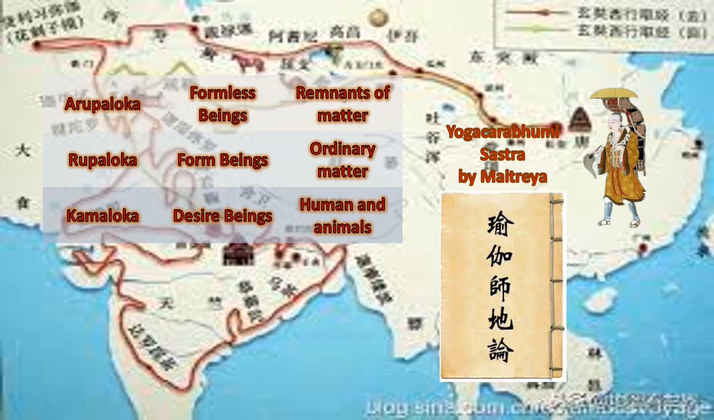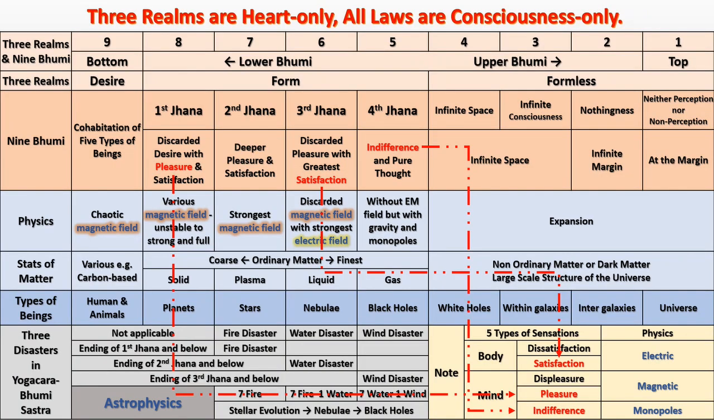The beings in these 2 upper realms are a very important part of Yogacara Buddhism for many reasons. One of the reasons is that their states are the standards for our meditation. This is the concept of the 3 realms. Xuanzang summarized Yogacara Buddhism with the phrase, "The 3 realms are heart only, all laws are consciousness only."